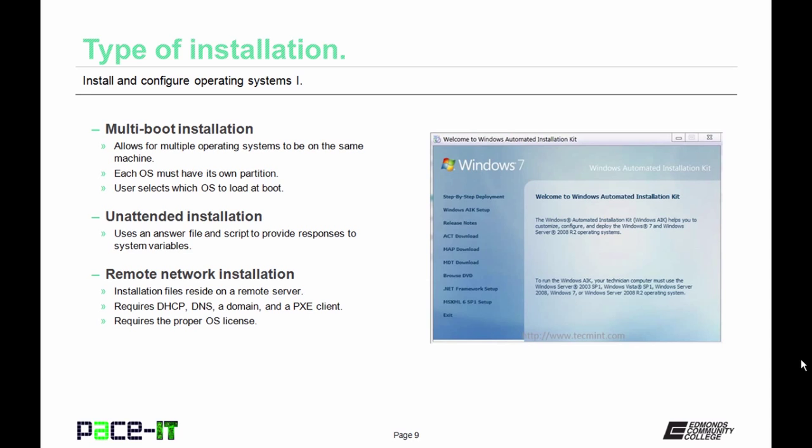Then there's the remote network installation. The installation files reside on a remote server, and it requires a DHCP server, a DNS server, a domain, and a PXE client. That's a pre-execution environment client. And it also requires the proper operating system license.